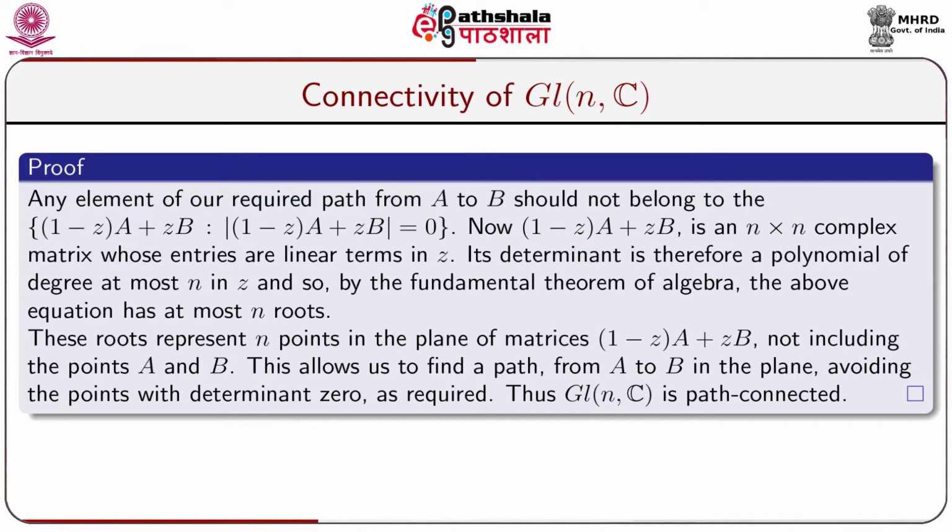So, if we delete these points from the plane (1 minus z)A plus zB such that z belongs to C, then only a finite number of points has been deleted from this plane, and so this plane remains path connected. Therefore, we can easily find a path from A to B lying in this plane. This shows that GL(n, C) is path connected.